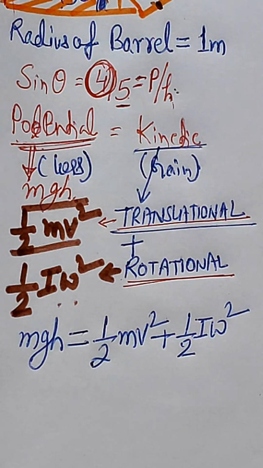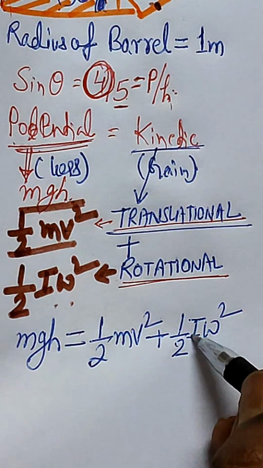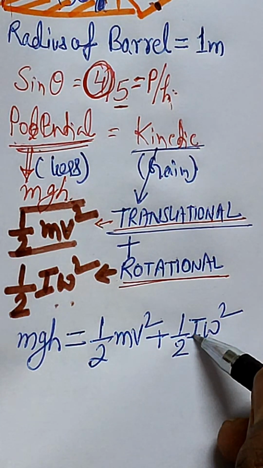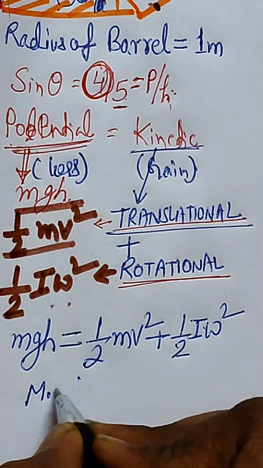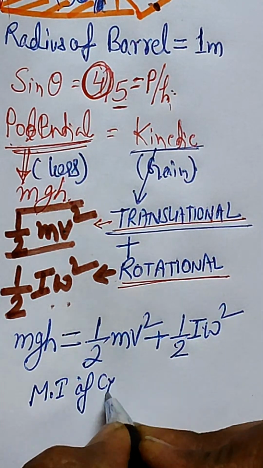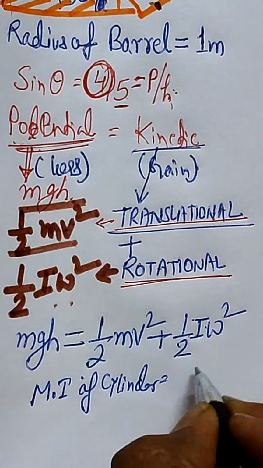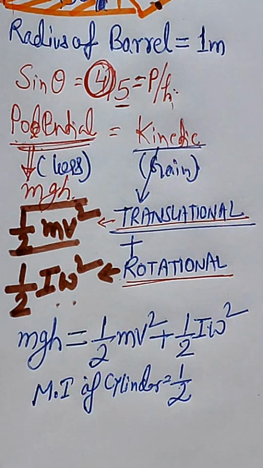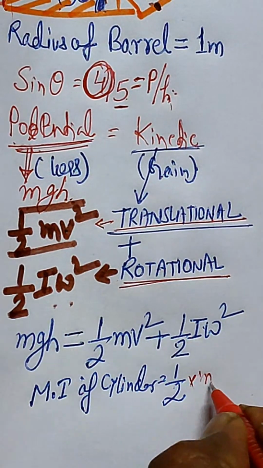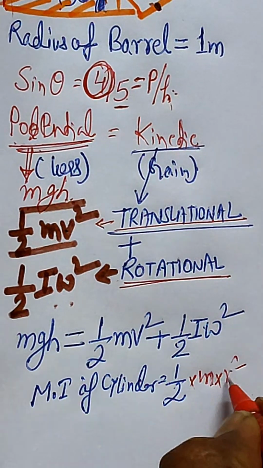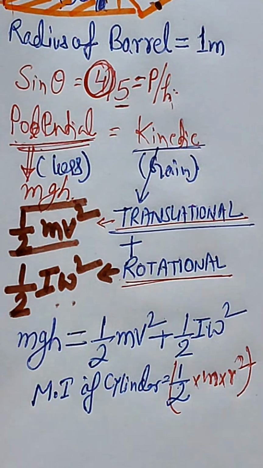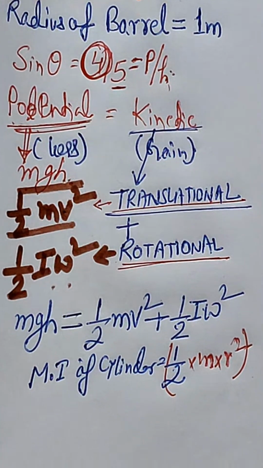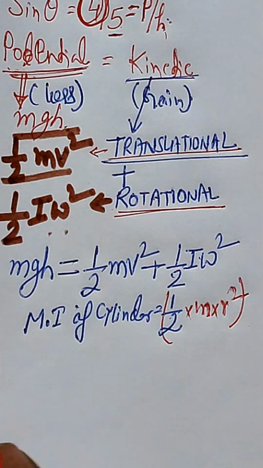Now what we can do, you can just put up the value of I. What is the value of I for a cylinder? For a cylinder, I is the moment of inertia of cylinder, which is equal to half into m into r square, half mr square, right? So just put up all these values and equate, right? You'll get the value of v.